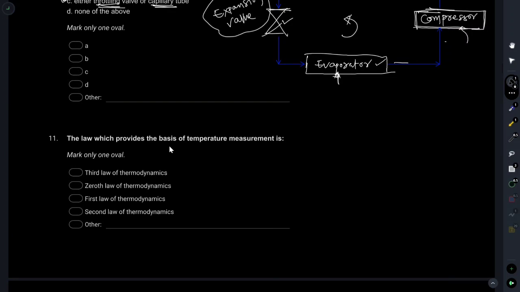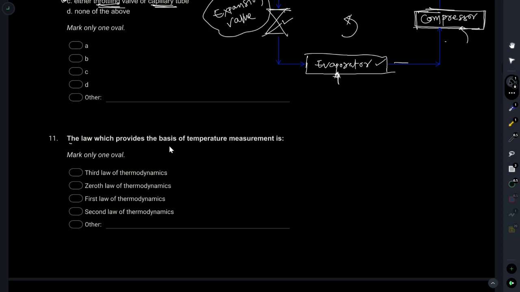Next. In this particular question, it is talking about the law which provides the basis of temperature measurement. The easiest one: we know the zeroth law of thermodynamics, which is talking about thermal equilibrium.